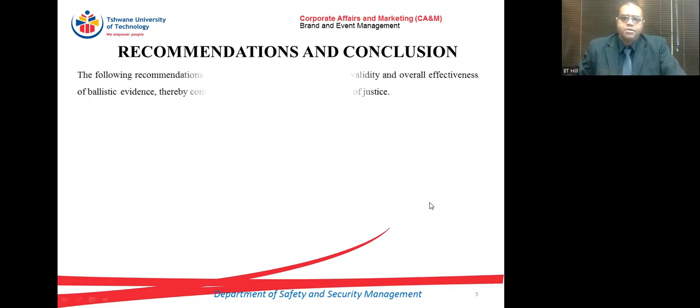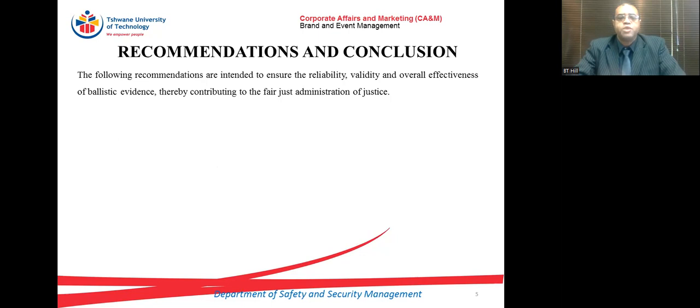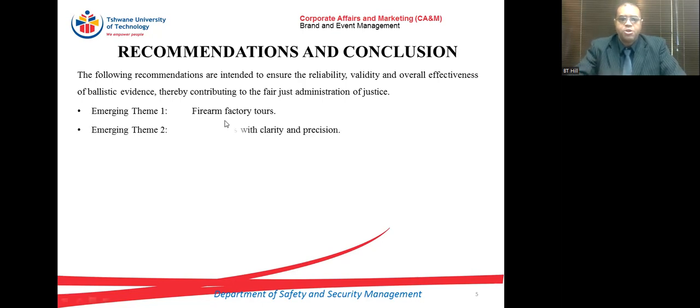Looking at the recommendations of the study, the following recommendations are intended to ensure the reliability, validity, and overall effectiveness of ballistic evidence, thereby contributing to the fair, just administration of justice. A recommendation for Emerging Theme 1 is that the study recommends that local analysts be more frequently exposed to and partake in firearm factory tours for research purposes. Recommendation for Emerging Theme 2, analysts should ensure that they testify with clarity and precision. Recommendation for Emerging Theme 3, it is recommended that local analysts subscribe to FD to stay informed and contribute their experiences to the bigger environment.